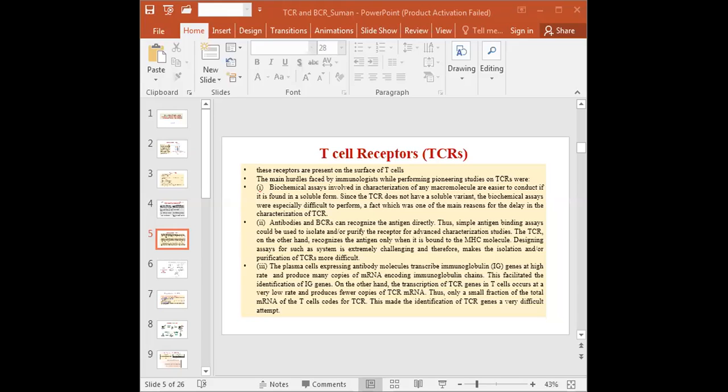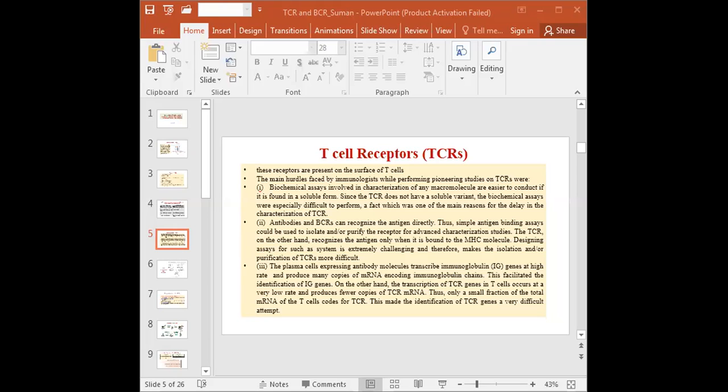Next, antibodies and BCRs can recognize the antigen directly. Simple antigen binding site assays could be used to isolate or purify the receptor and for advanced characterization studies. But the TCR, on the other hand, recognizes the antigen only when it is bound to the MHC molecule. So designing assays for such a system is extremely challenging, and therefore makes the isolation and purification of TCRs more difficult.